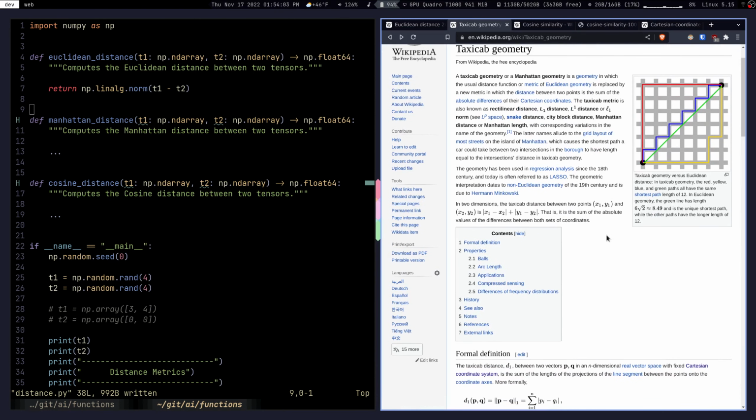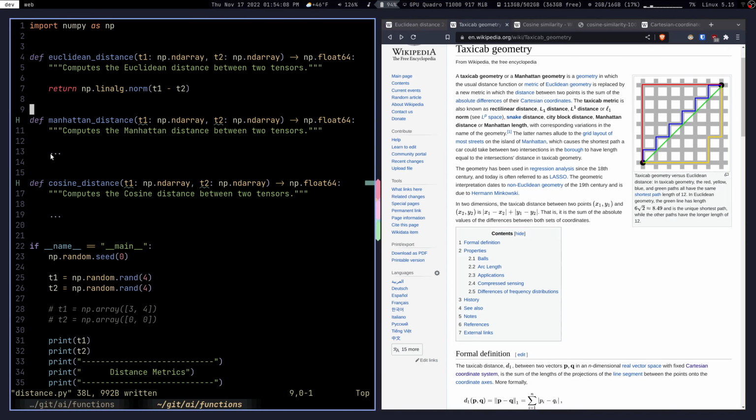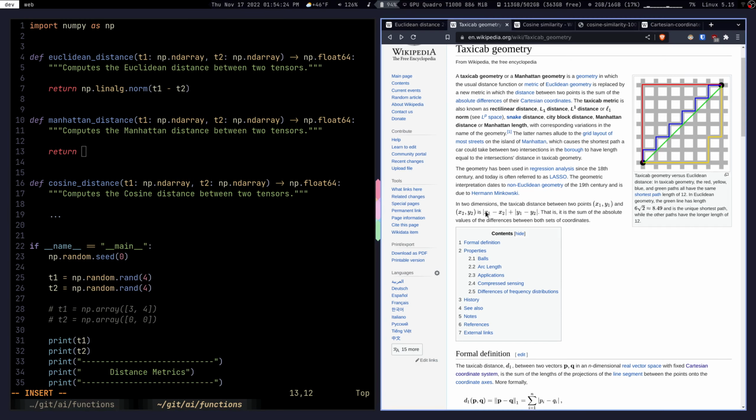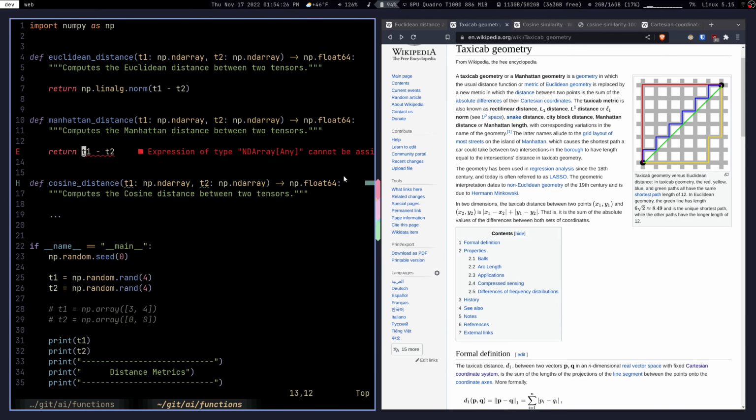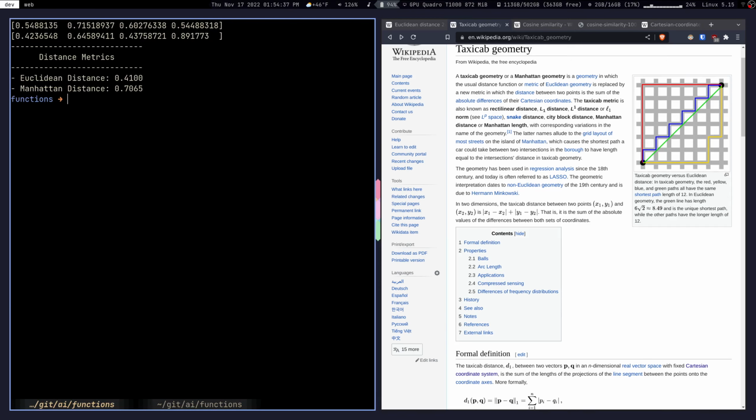And that is computed as the sum of the absolute values of the differences between the coordinates. In this case, these are feature vectors or feature tensors, but we can think of them as points in high dimensional space. And how can we do that? Well, you can see the formula here. It's the difference, so we can do T1 minus T2. The order does not really matter because we're taking the absolute value of that, and then we sum that. Okay, let's comment that out. Now we have the Manhattan distance computed.